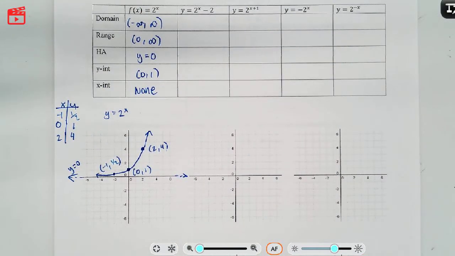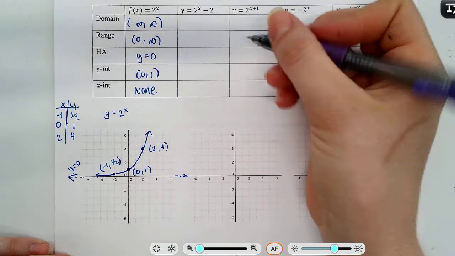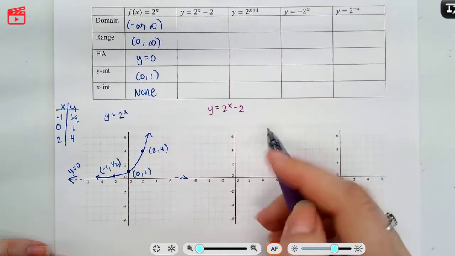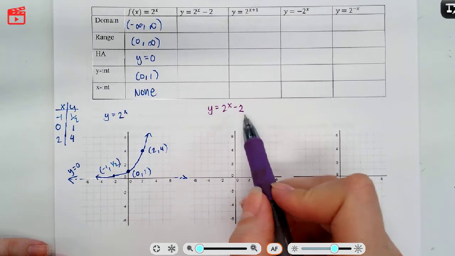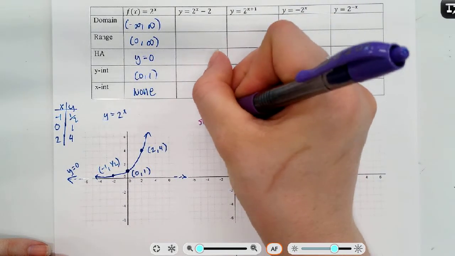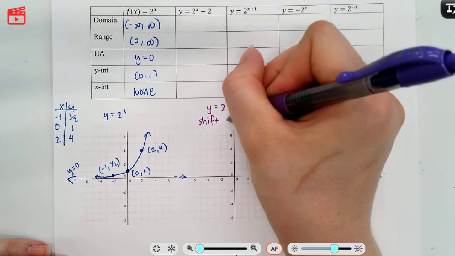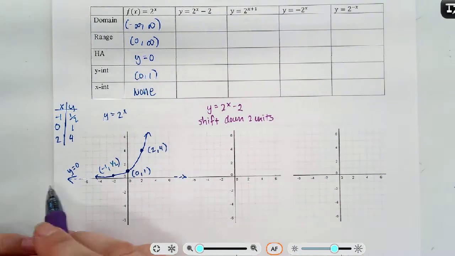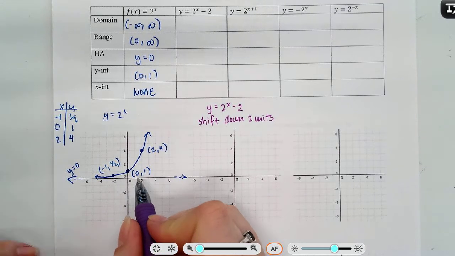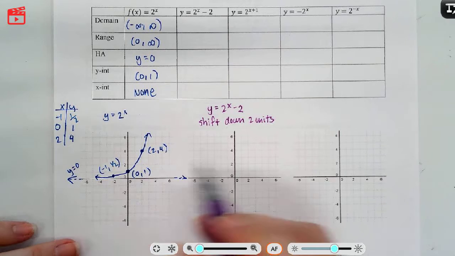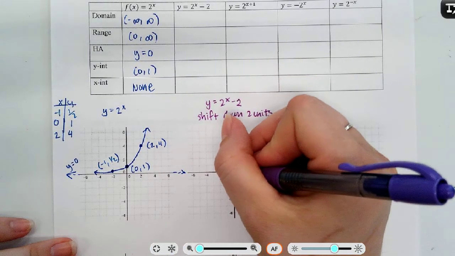All right, now things are going to get fun. Let's take a look at this one. So, this next one, y equals 2 to the x minus 2. What happens? Well, we are going to be shifting down 2 units. We have that subtract 2 on our function. So I'm going to take all of my values and shift down on the y's. So, a half minus 2 is going to be -1.5.